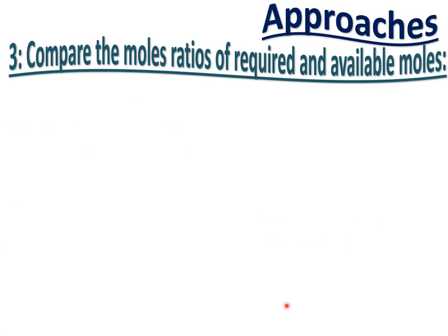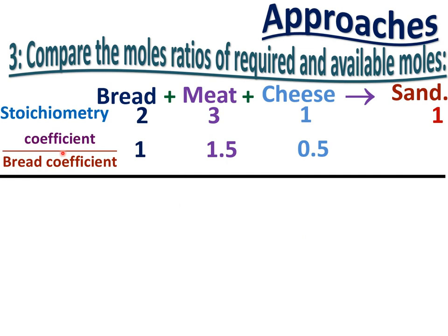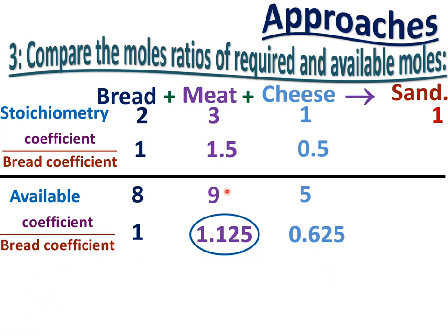The third approach is to compare the ratio of required and available moles. This is the equation again, and these are the coefficients. You need to compare the number of moles required to the number of moles available. Available here, we have 8. Meat we have 9, and the cheese we have 5.